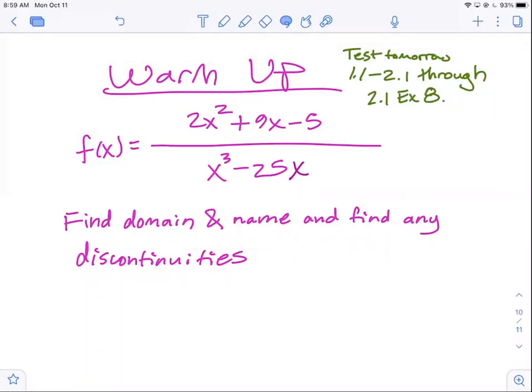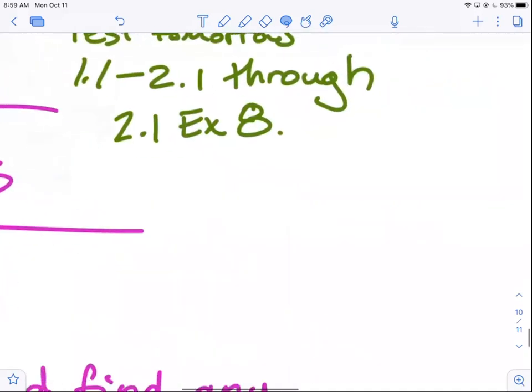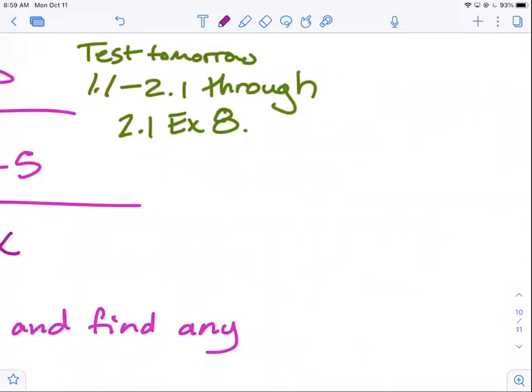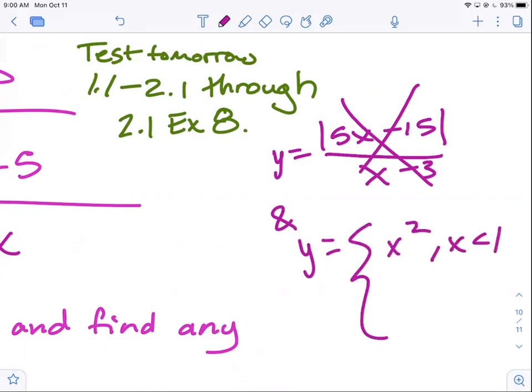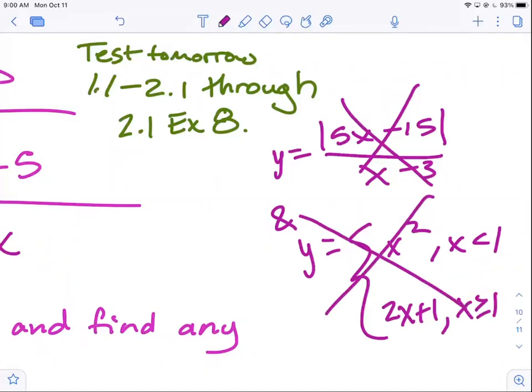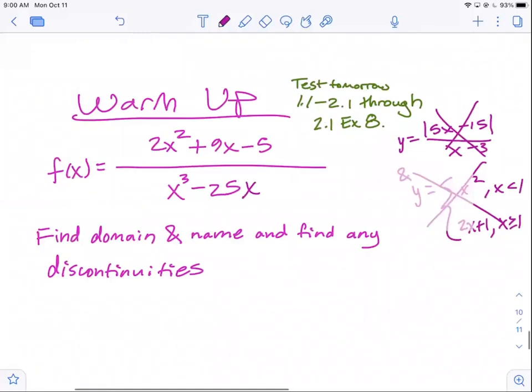All right, so again, what we will test tomorrow, just 1.1 through 2.1, only through example 8. So no absolute value functions and no piecewise functions. If you look past example 8 in the notes, you'll see things like y equals (5x minus 15) over (x minus 3). You won't have any of those. And the other ones that are piecewise look like this: x squared when x is less than 1, 2x plus 1 when x is greater than or equal to 1. You won't have anything like that. Okay, so just through example 8.